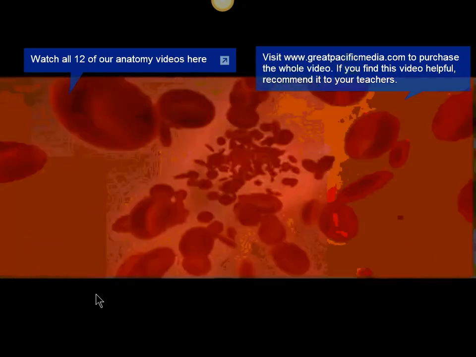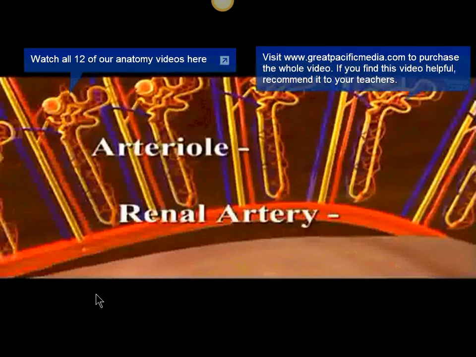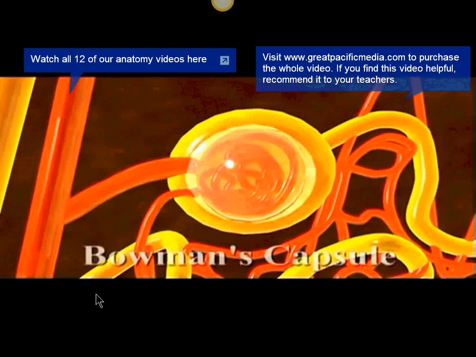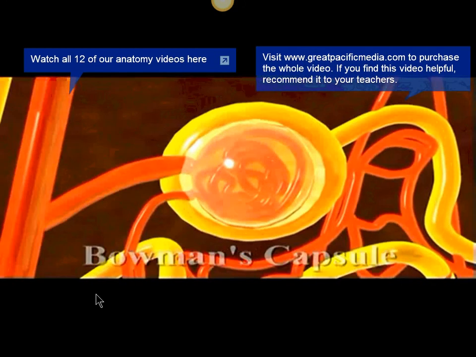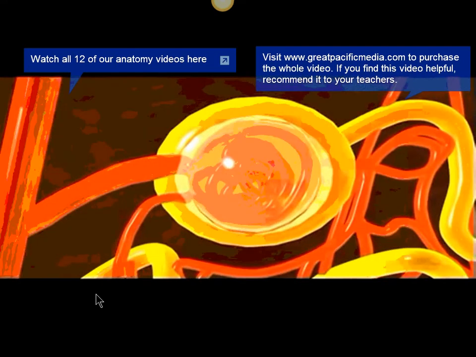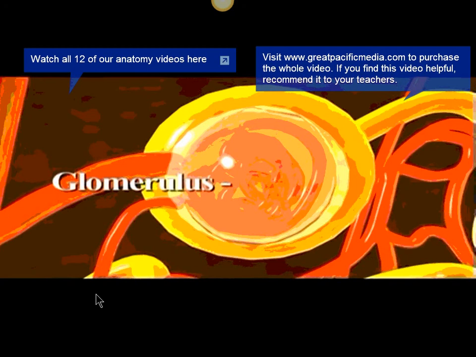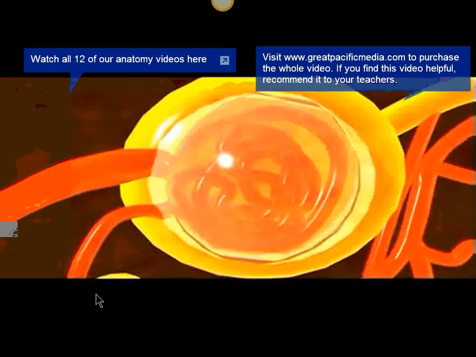Blood is conducted to each nephron by an arteriole that branches from the renal artery. Within a cup-shaped portion of the nephron, the Bowman's capsule, the arteriole branches into approximately 50 microscopic capillaries that form an intertwined mass, the glomerulus. The arteriole leaving the glomerulus is smaller in diameter than the one coming in.